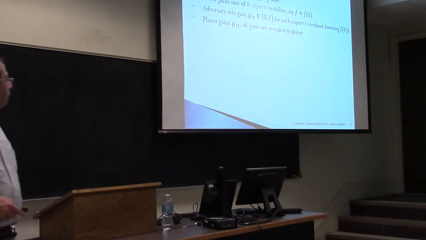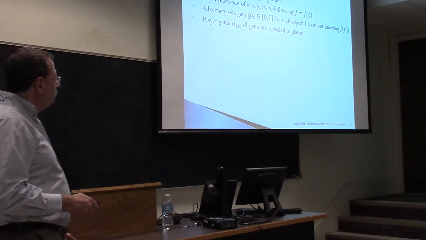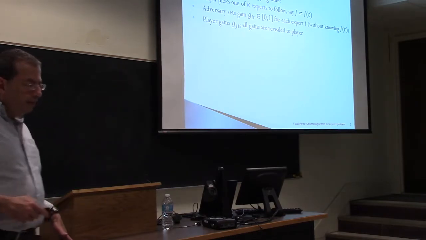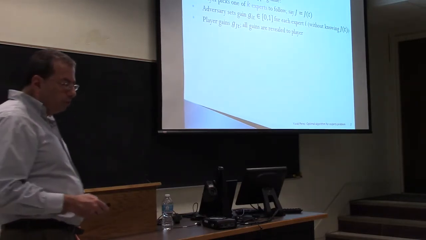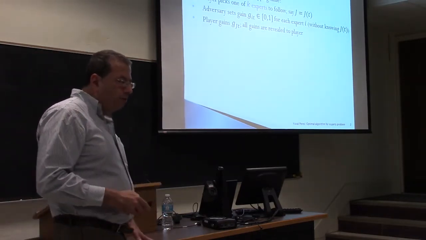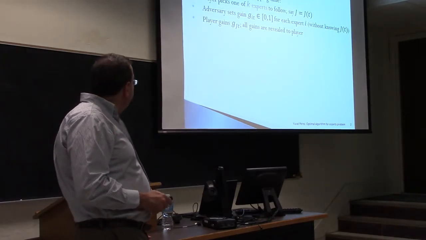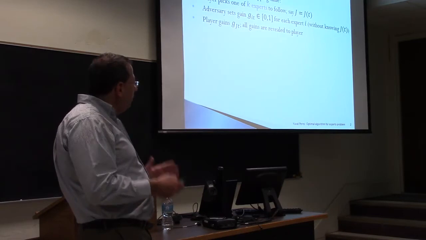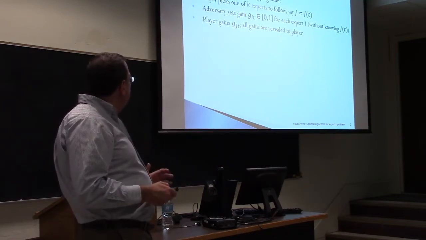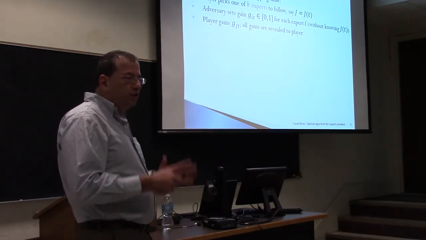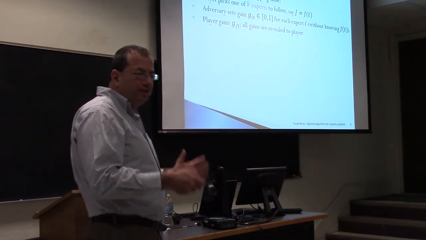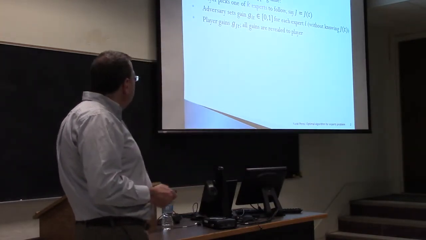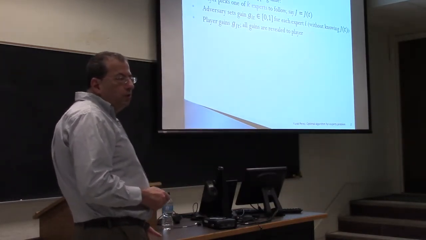So what is the setting? We have a sequential decision process, and we want to get guarantees here, so we're going to assume there's some adversarial setting. So we'll see what that means. So we have rounds, and in each round, the player, that's us, the decision maker, picks one of k experts to follow.